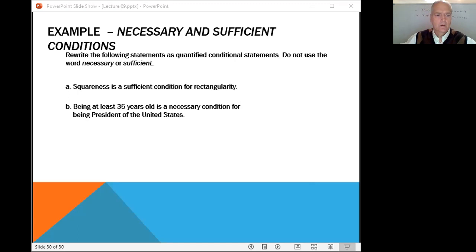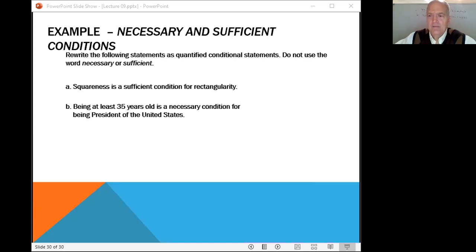Okay, let's take a look at these. The first question A, we want to write a quantified conditional statement without using the word necessary or sufficient. So the first one is squareness is a sufficient condition for rectangularity. So a formal version of that statement would be for all x, if x is a square, then x is a rectangle. And informally, we might say if a figure is a square, then it is a rectangle.